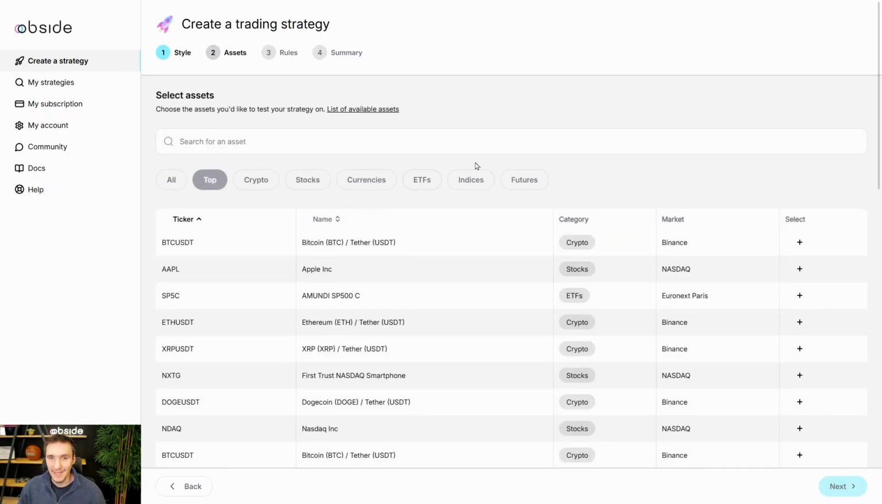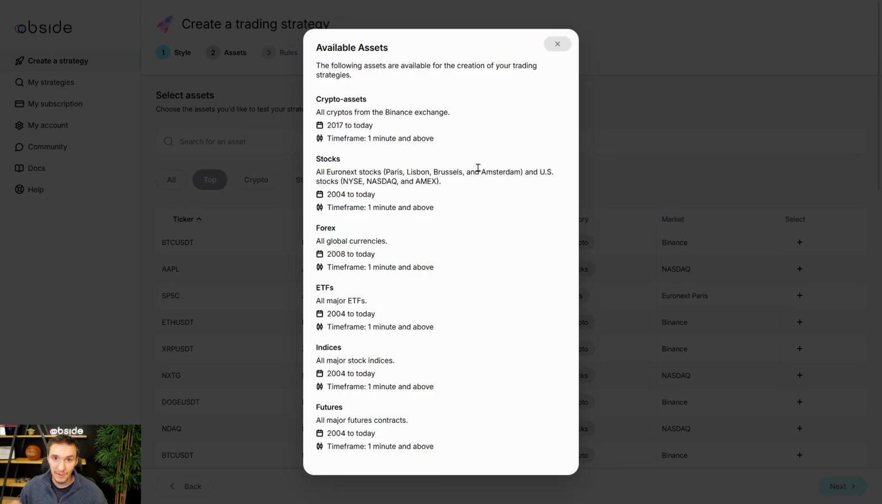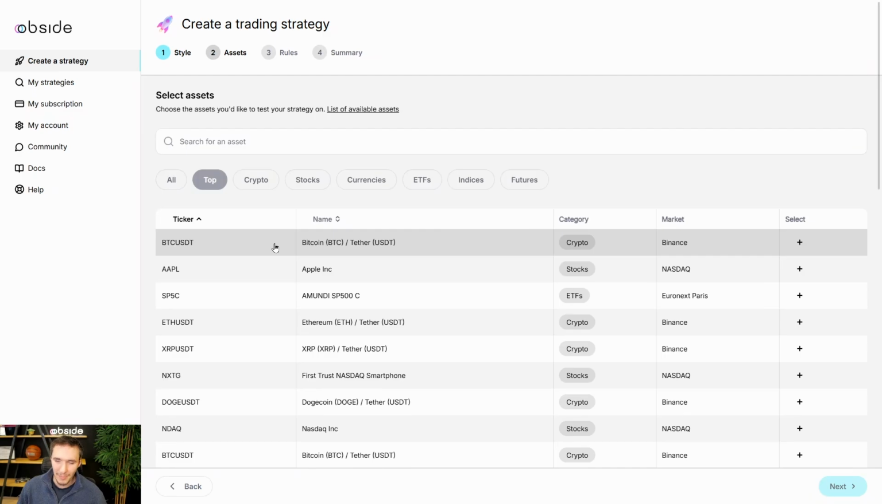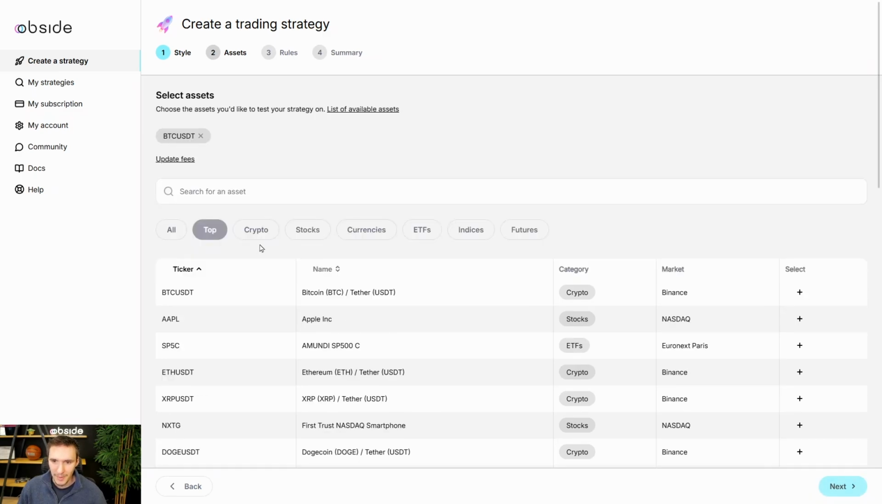The next step is to decide on which assets I want to apply and test my strategy. We cover thousands of assets from different asset classes with up to 20 years of price history. Let's say I want to apply and test my strategy on Bitcoin and the Apple stock. I'll just select these two and go to the next step.